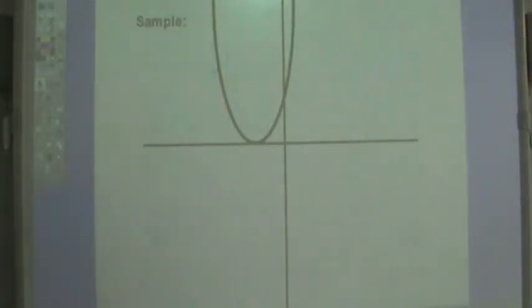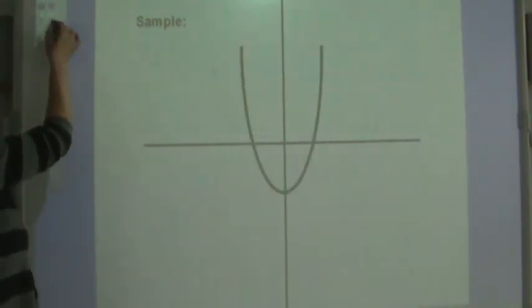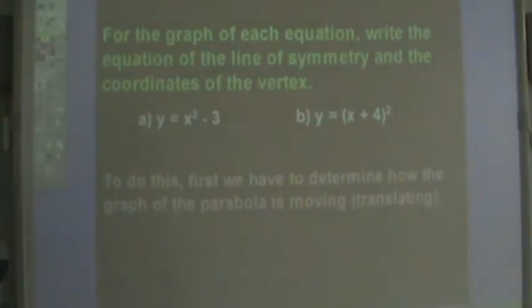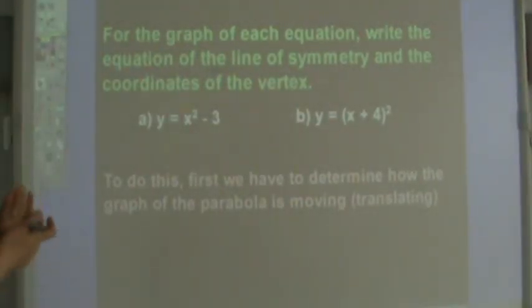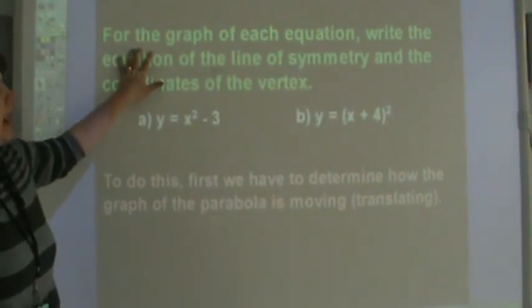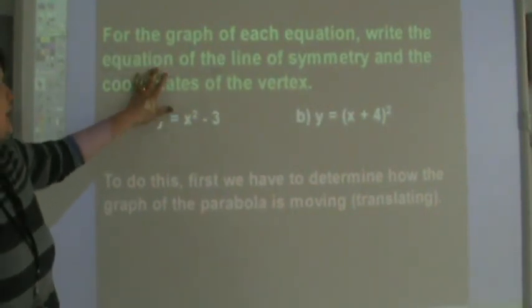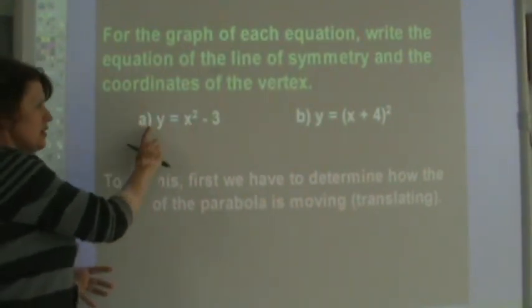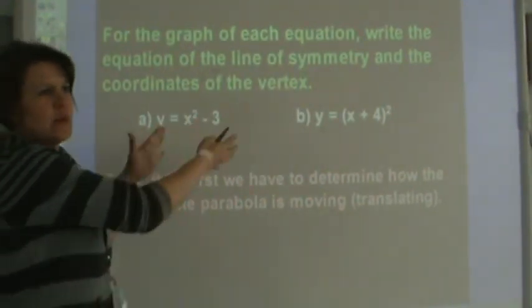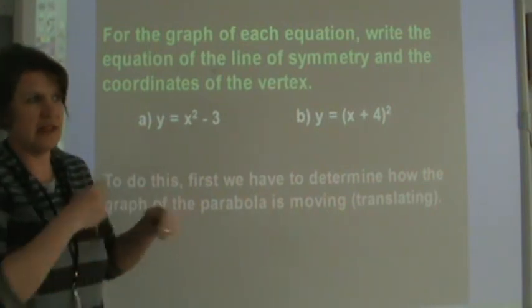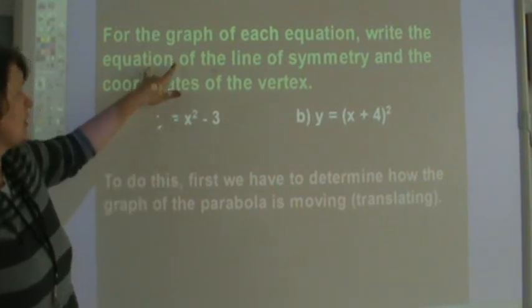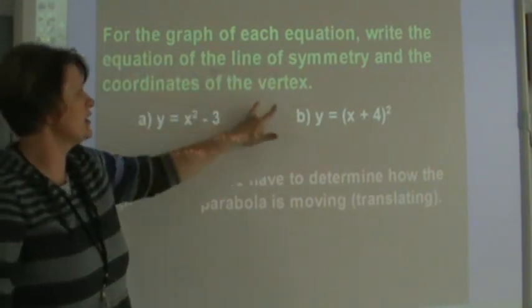Okay, so here's a sample of what it would look like, and what we're going to have it look like. There's another one. There's another one. Okay, so this is the basics here, all right? For the graph of each equation, write the equation of the line of symmetry and the coordinates of the vertex. Okay, so this is what your assignment's going to look like. This is what you need to be able to do by the time we're through with this, okay? So you're going to get something like this. We have to know the equation for the line of symmetry and the coordinates of the vertex.